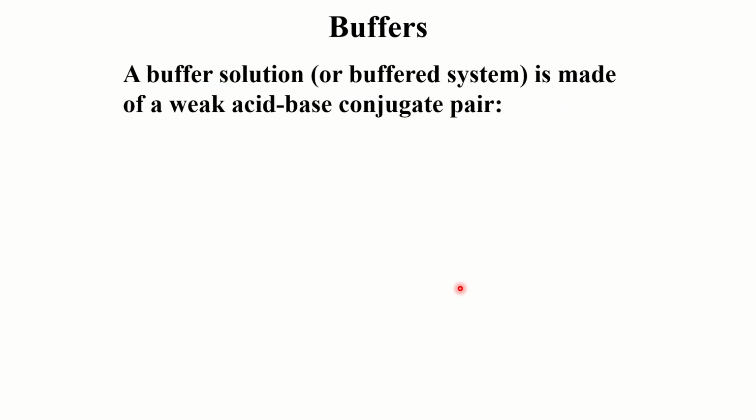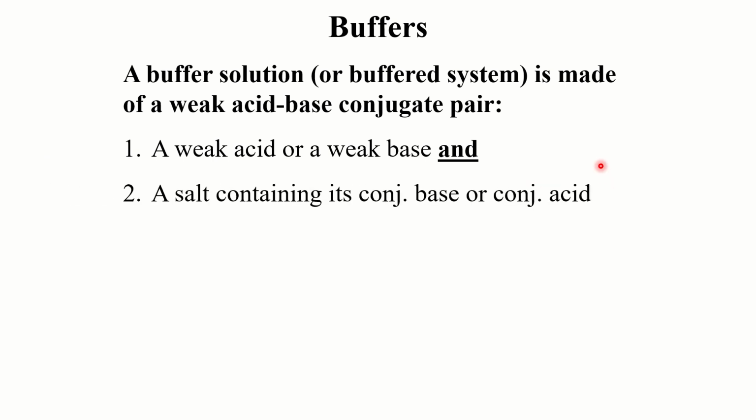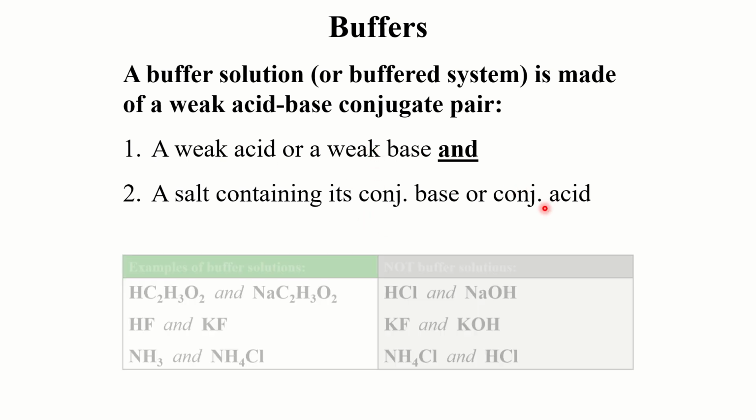And so the solution we showed in the first problem is a buffer. A buffer solution or buffered system is made of a weak acid-base conjugate pair. So you must have a weak acid or a weak base and a salt that contains its conjugate base or conjugate acid. Depending upon if you've got a weak acid, you'd want the conjugate base. If you have a weak base, you would want the conjugate acid.